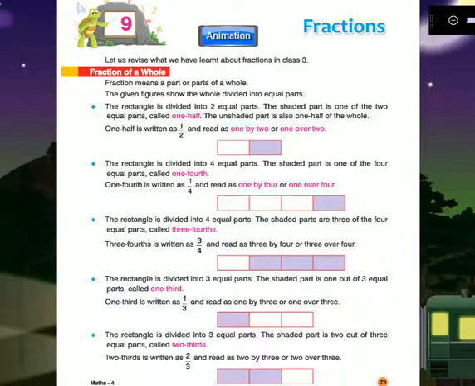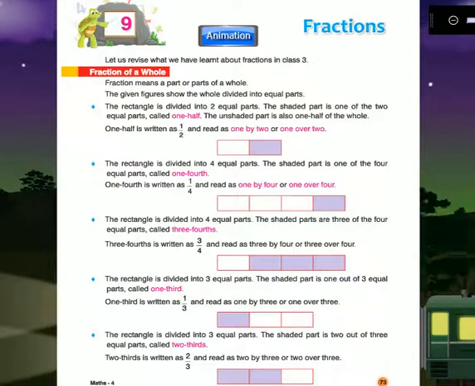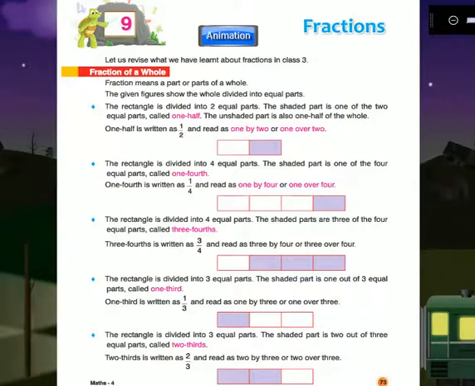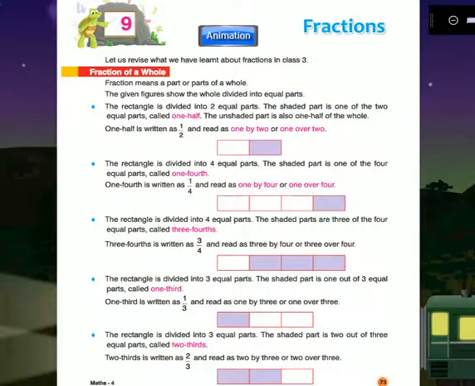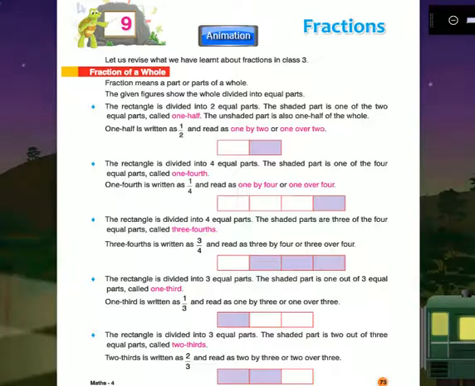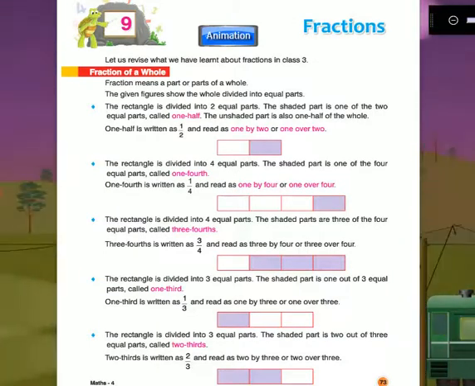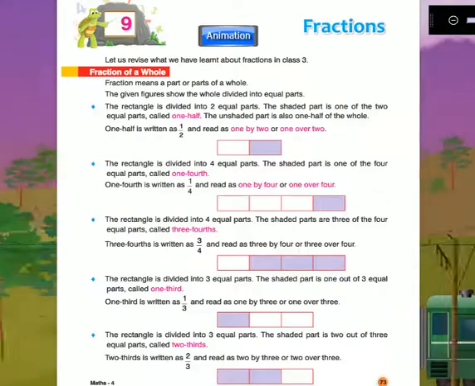The rectangle is divided into four equal parts. The shaded parts are three of the four equal parts, called 3/4. 3/4 is written as 3/4. It is read as three fourths or three quarters.